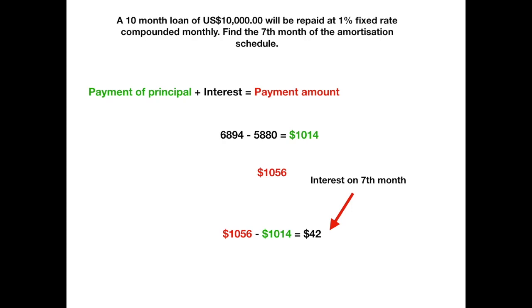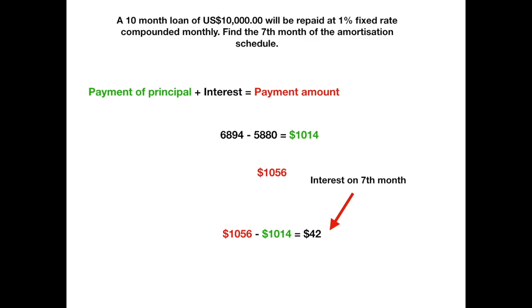So what else do we need? Well, we need to find out what was the interest that was paid on the 7th month. Now, there's a very easy way to do this. Since we already know the payment of principal and we already know the payment amount, right? The payment amount is always the sum of the payment of principal plus interest, and the payment of principal is how much you paid of the original loan, not counting the expenses with interest.